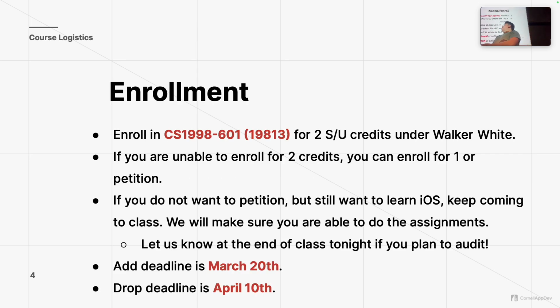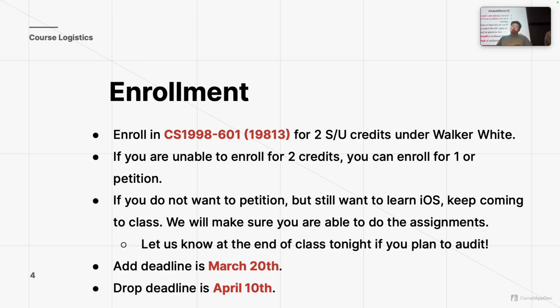Okay, so quickly about enrollment. If you are in this course, you can enroll in CS 1998, section 601, and I think there's the course pin, but I don't think you need it anymore. So you can enroll for 2 credits for pass-fail under Walker-White. And if you're not able to enroll for 2 credits, you can also take the course for 1, or you can petition as well. And if you don't want to petition, but you still want to take the course, you can audit the course, meaning you don't take it for any credit. So please let us know if you guys are doing that.